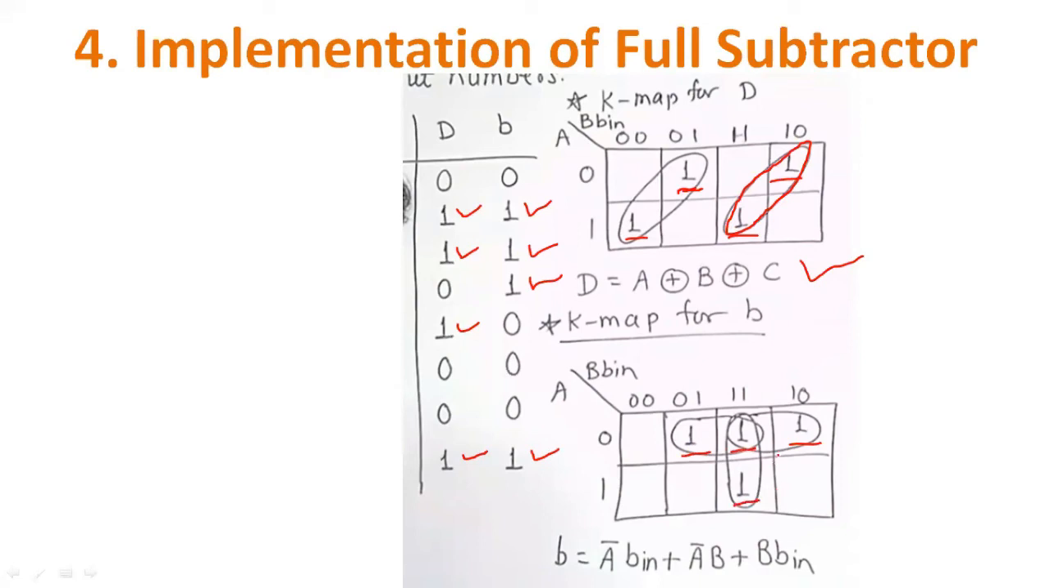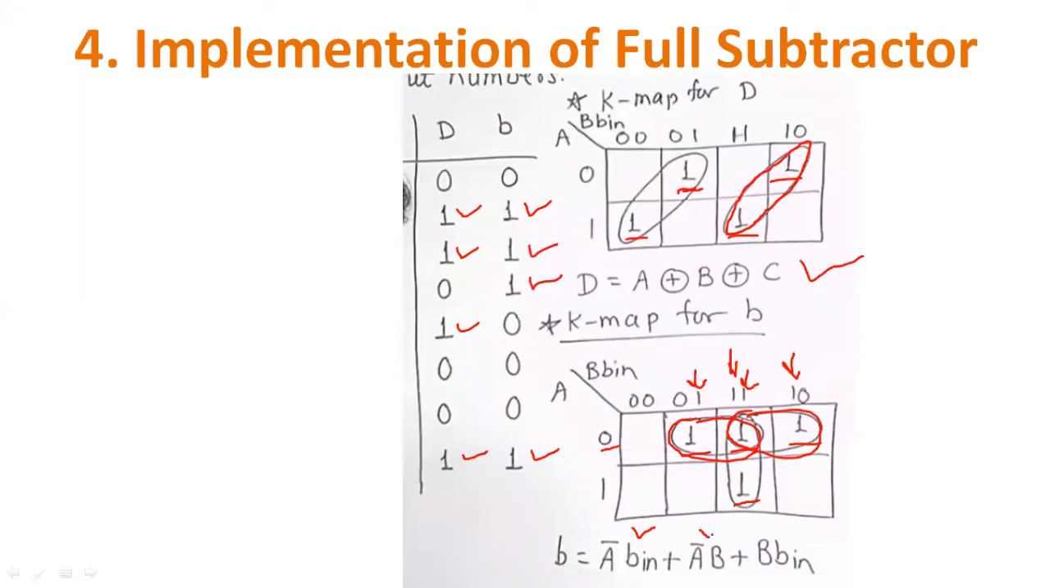Here we cannot have the diagonal grouping. We have the vertical and horizontal grouping. So we can have groups of two cells. If you group this combination, then you will get A bar and B. Only the common terms should be taken for grouping. Then this second group gives A bar and this term, so A bar B.